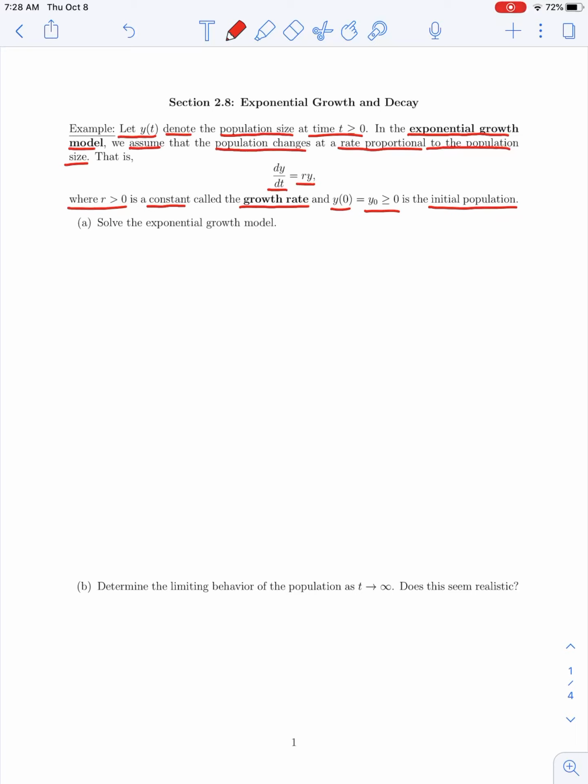So in part A of this example, we are asked to solve this exponential growth model. So what we have is the differential equation dy/dt is equal to r times y. This is a separable differential equation, which we can solve using separation of variables. Here, if I separate the variables, I would have dy over y is equal to r dt.